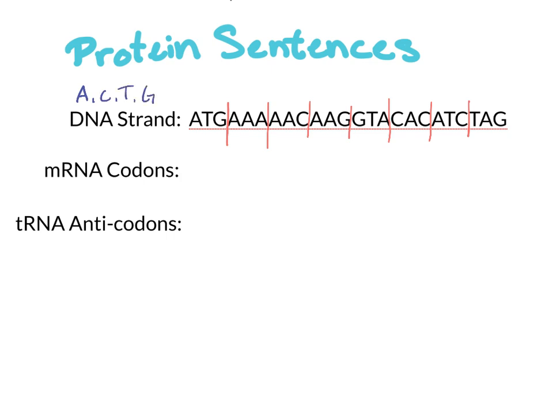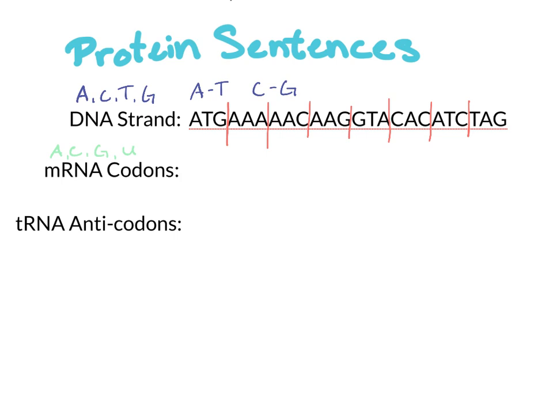And when 2 DNA strands are paired up together in a double helix, A always pairs with T, and C always pairs with G. With mRNA, you've got a slightly different set of bases, right? mRNA has A and C and G, but instead of T, it's replaced with the letter U. So in RNA, you're going to have no T's at all.